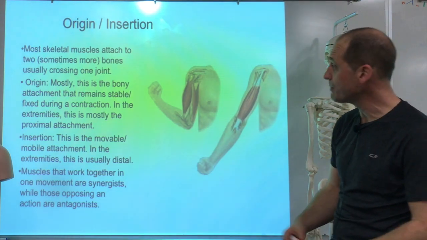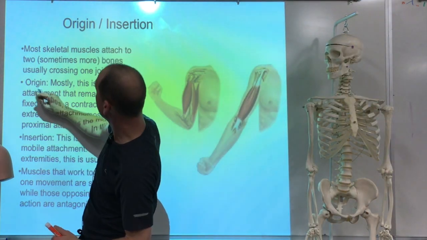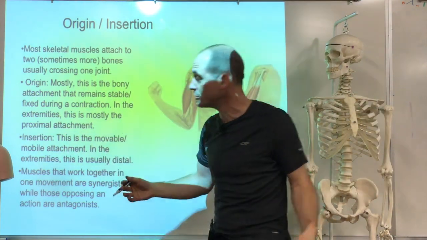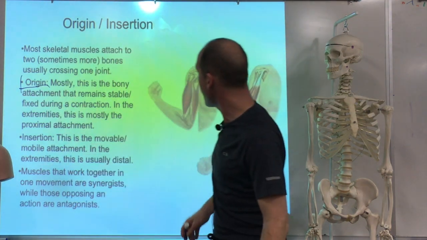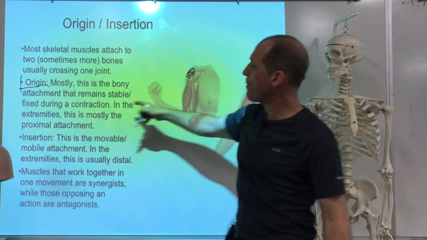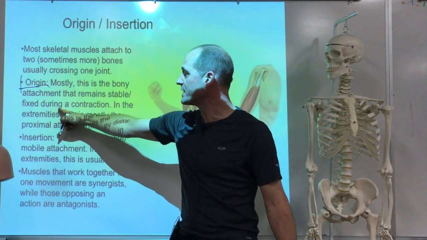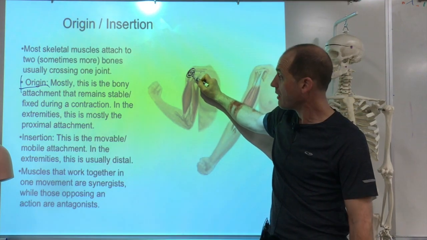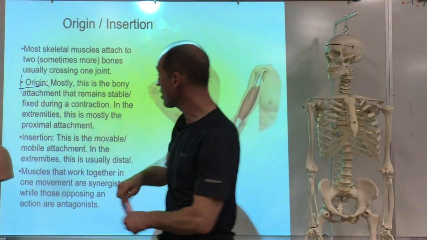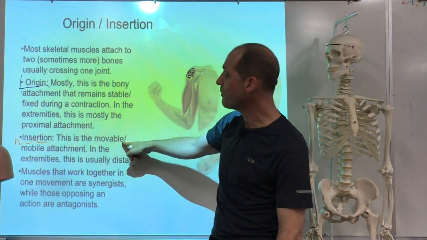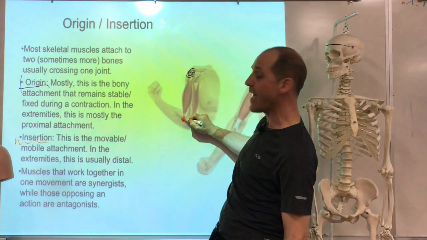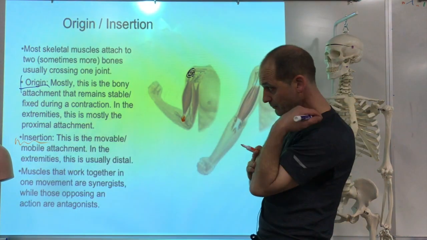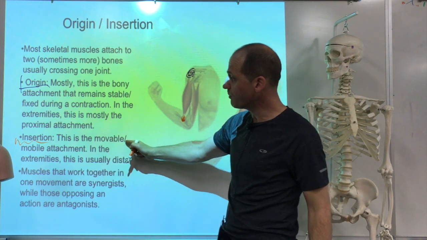Muscle attachments, we talked about it before, but let's go through it again. Most skeletal muscles are attached to the skeleton. That's why they're called skeletal muscles. So we have an origin, and that's a starting place, a bony attachment that remains stable or fixed during a contraction, so that doesn't move. So like here, the biceps, that's the shoulder area. And then we got an insertion, and that's where the muscle attaches into a bone, and that bone is the one that moves. So here's the forearm, the radius. It's the movable part.